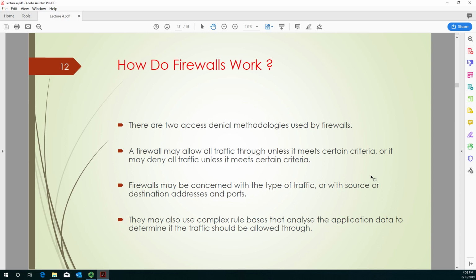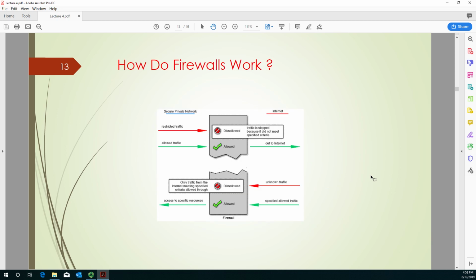So how do firewalls work? They examine the incoming traffic, and if the incoming packet has an IP address which is not an IP address that belongs to the destination network, then the firewall disallows that particular packet from getting into the network.